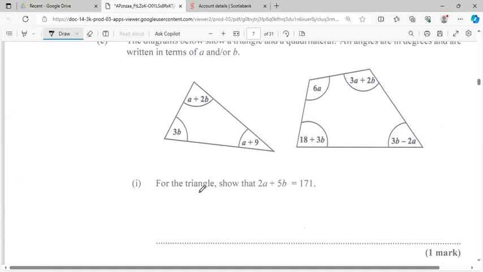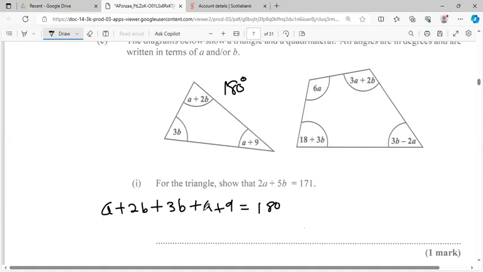We know that in a triangle, the interior angles add up to 180 degrees. So when you add up all of this, it's supposed to be equal to 180. So we could add them. Let's go. So we have A plus 2B. Here we have 3B. Let's put the 3B here. And then we have A plus 9. So A plus 9. And that must equal 180, because all the angles add up to 180.